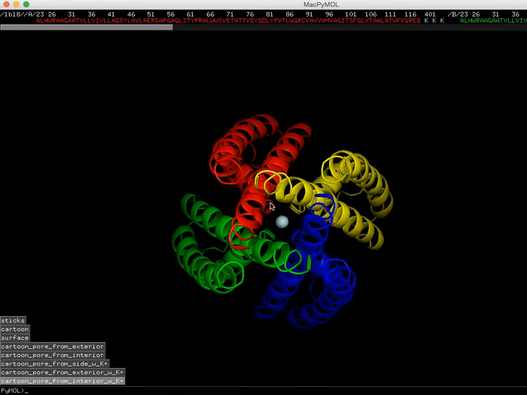Again, the idea is periodic trends. Ions have different sizes, and the cell takes advantage of this in order to set up selectivity in which ions move in and out.